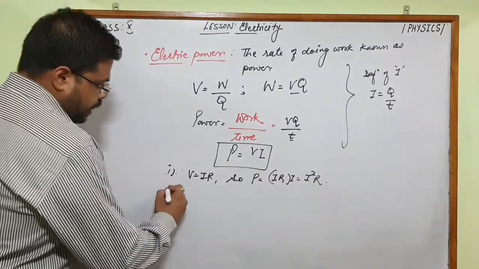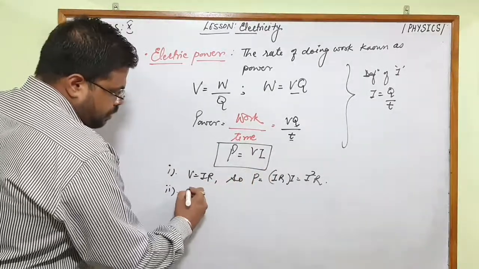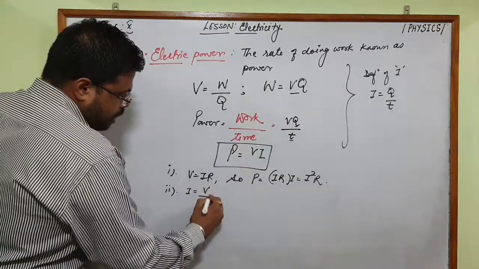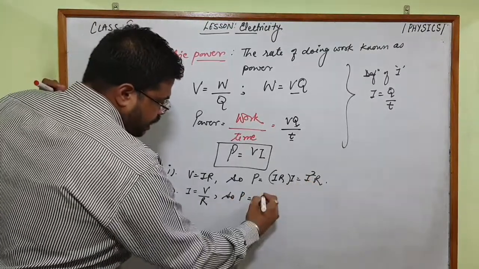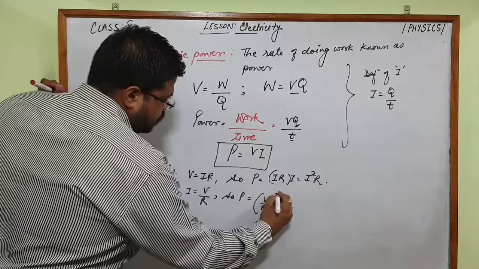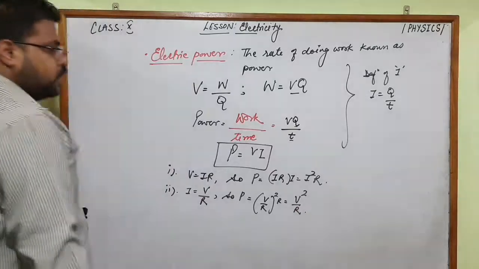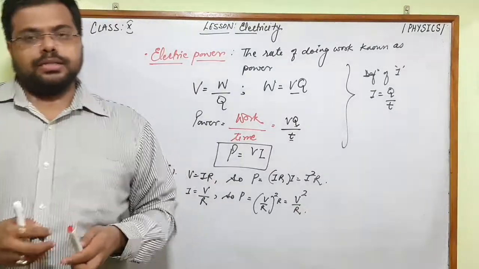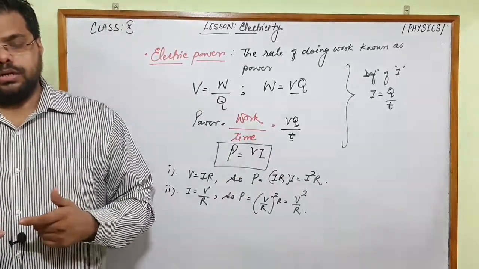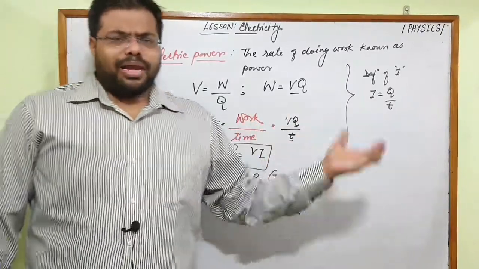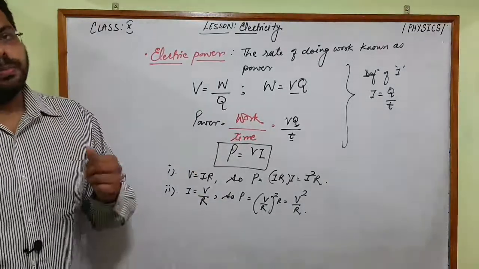In the same way, because we want to remove I from here, I will be equal to V upon R. So we can define P as, in place of I, V by R squared, and R, so it will be V squared by R. So according to the numericals, that's the reason I say after that we will start numericals. According to the numerical condition, we will use a variety of formulas to calculate electric power.